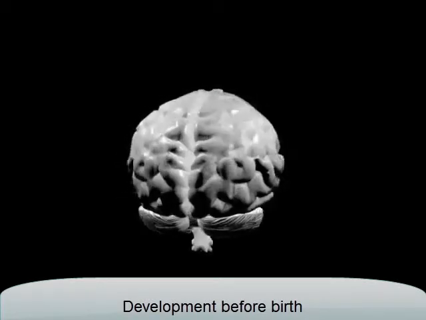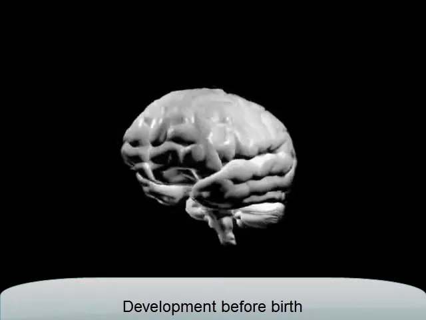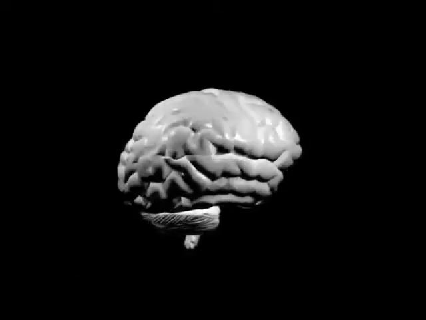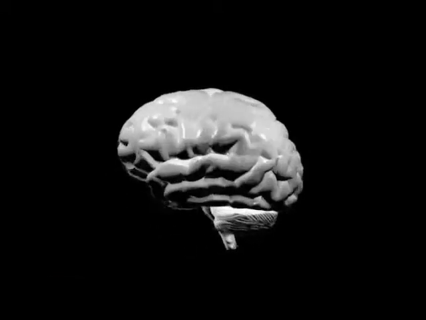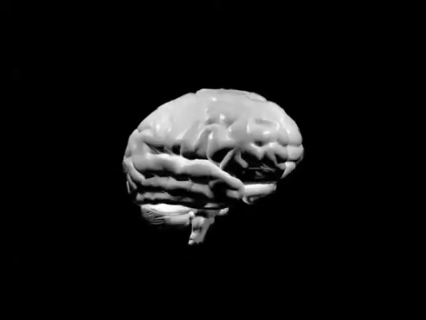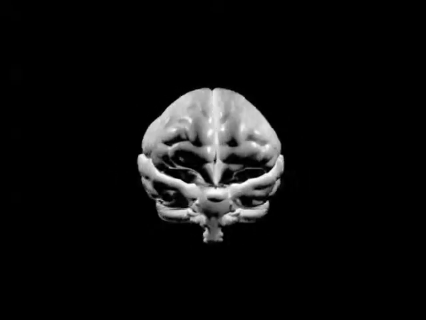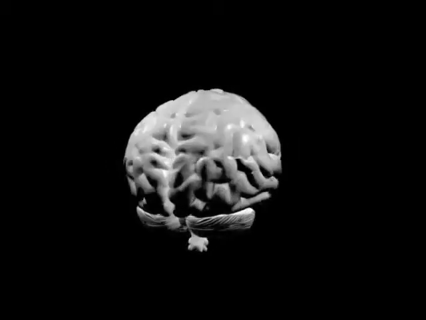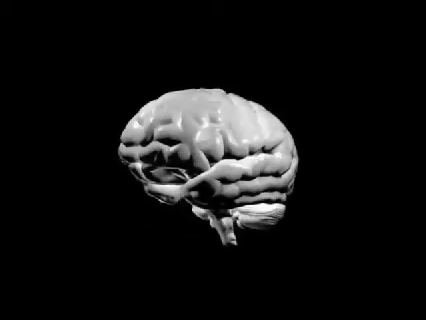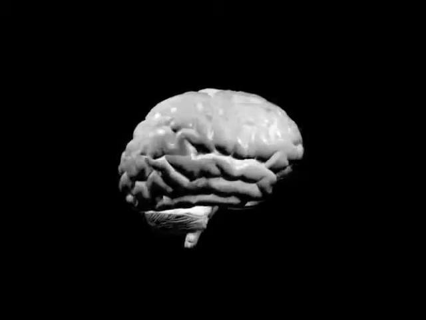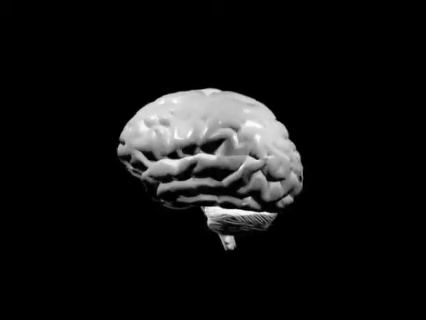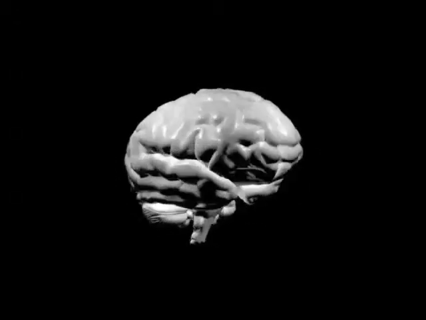Development before birth. In humans, as in all other vertebrates, the brain emerges from a structure known as a neural tube. By 25 days after conception, the neural tube has developed 3 prominent swellings. At about 40 days, the tube begins to bend. This is necessary if the brain is to continue to grow within the restricted space enclosed by the emerging skull.